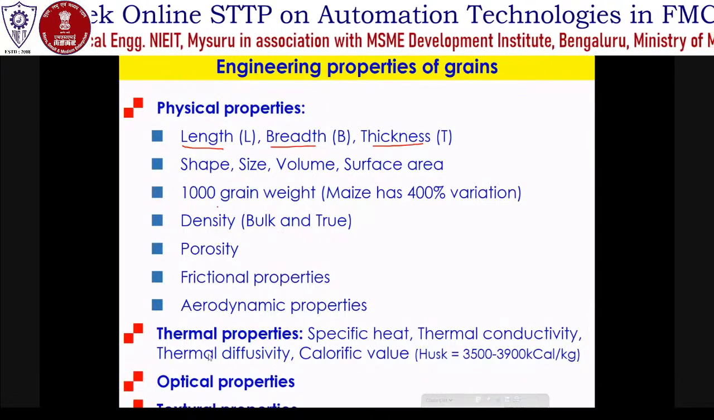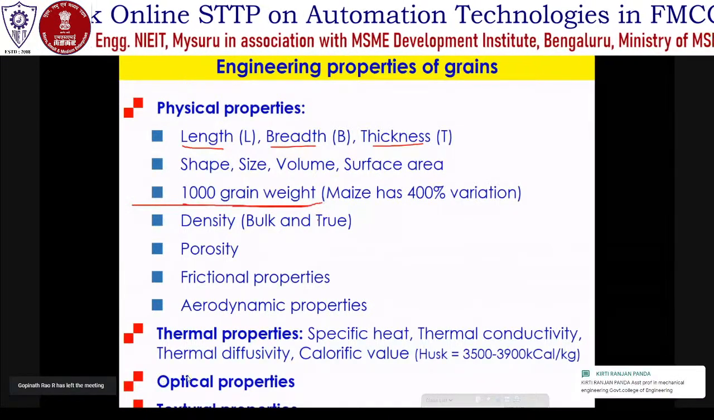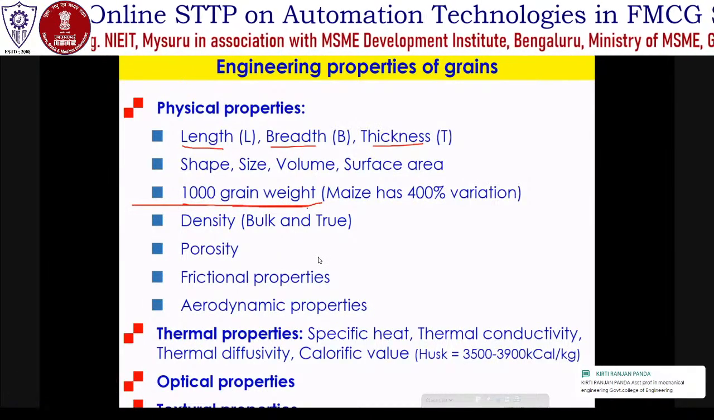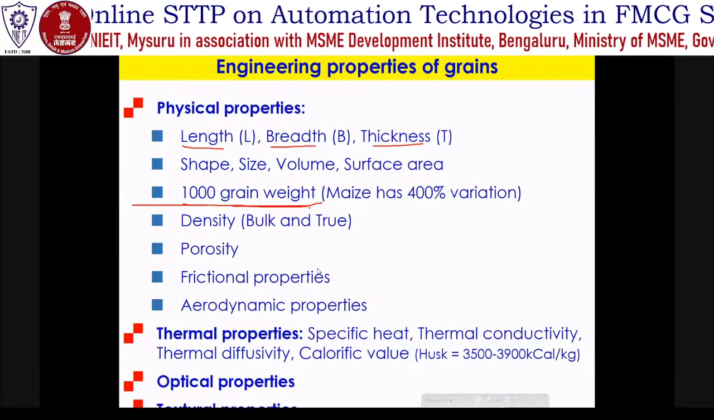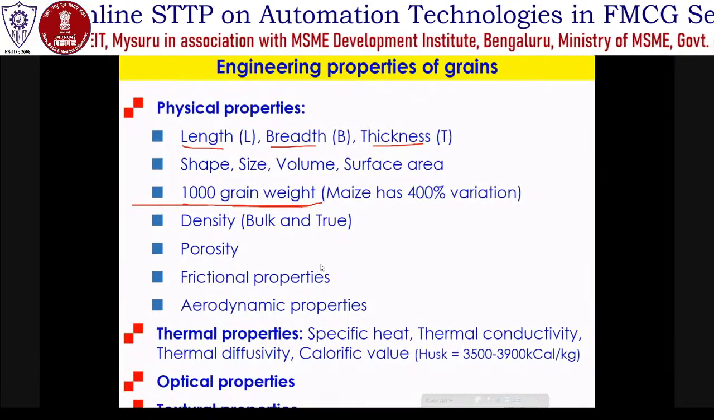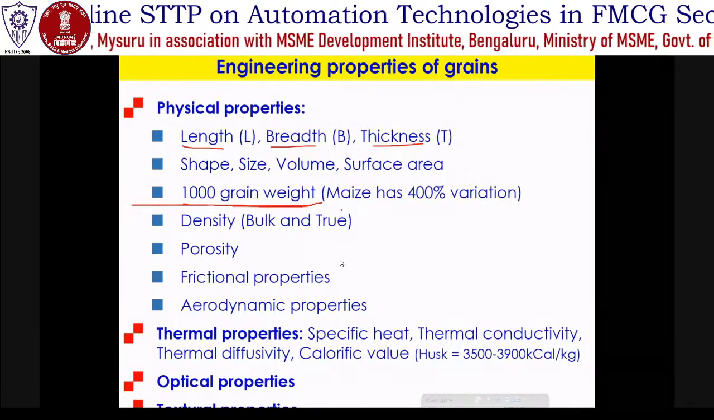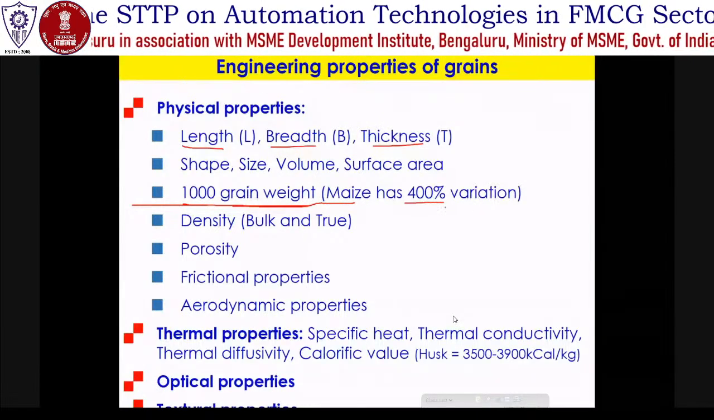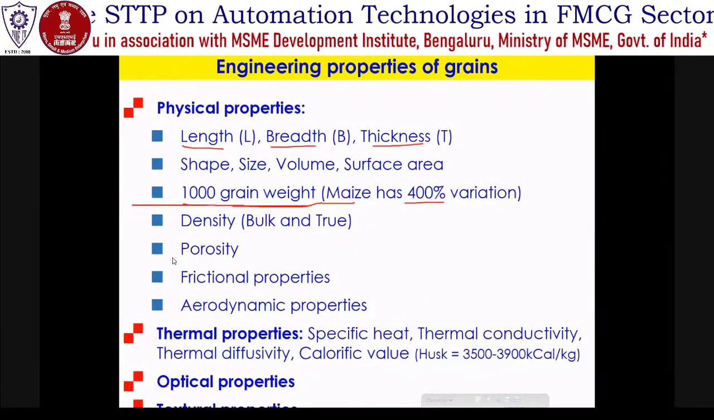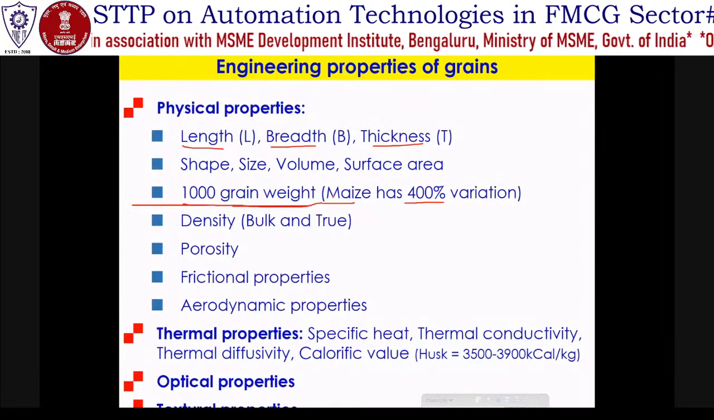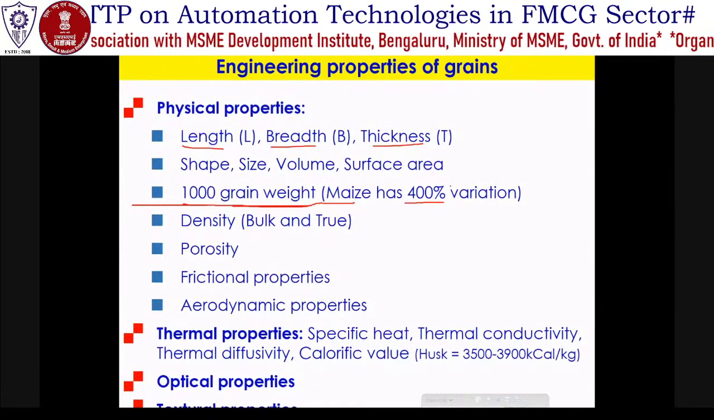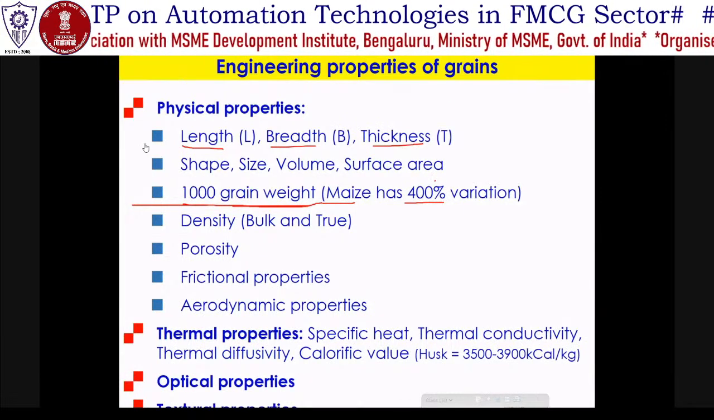I have to also find out the 1000 grain weight. Okay. So if I see the 1000 grain weight, that will give me an idea of how many grains are going to be processed, right, at any given point of time. Now you look at maize, it has 400% variation in its 1000 grain weight. Now look at the problem that I have to face. When I design a machine, when I see a variation of 400%, where is my factor of safety?